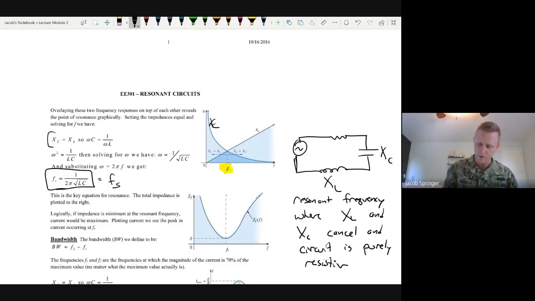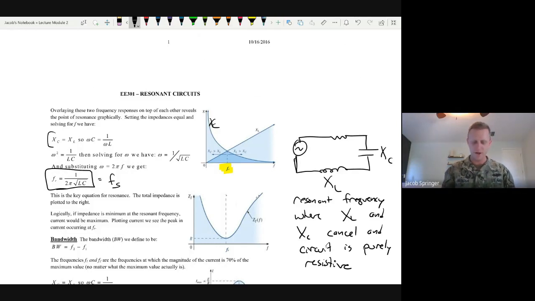And if you're thinking, this sounds kind of familiar like power factor correction, there is something being canceled out, but the way that we're canceling out, rather than adding more elements in like we did in the power factor correction, now we're adjusting the frequency. We're dialing the frequency until we achieve these being canceled out.